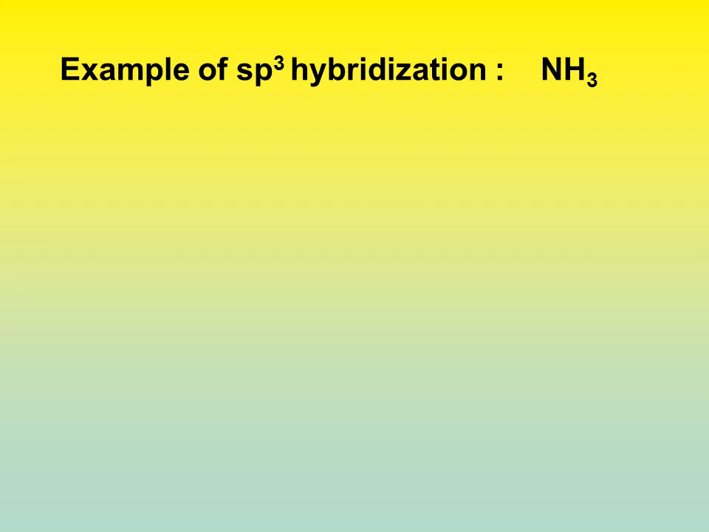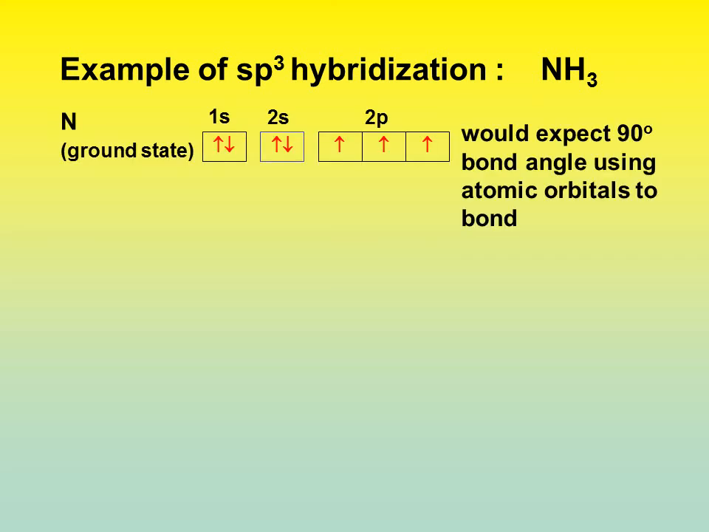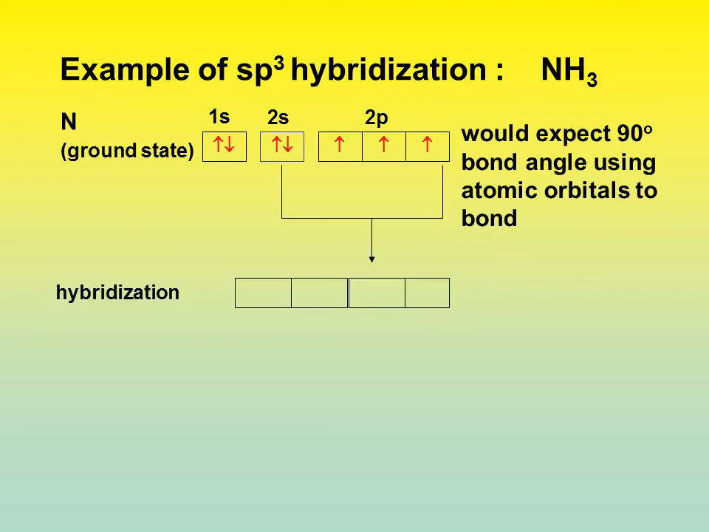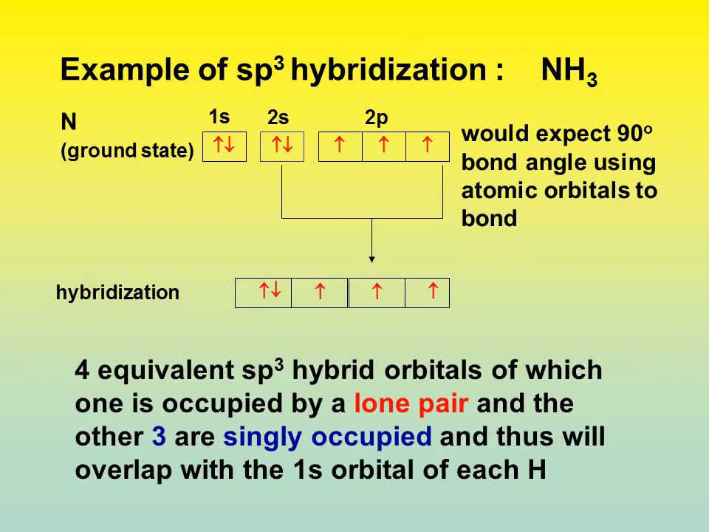Another example of sp3 hybridization is that of ammonia. In ammonia, the ground state electronic configuration of nitrogen is 1s2, 2s2, 2p3. The 2s orbital combines with 3 2p orbitals to form 4 sp3 orbitals. One of the sp3 orbitals now has a pair of electrons, leaving only 3 having an unpaired electron.